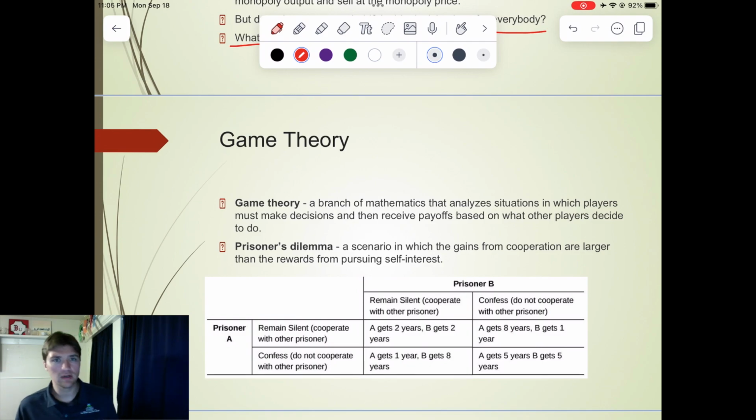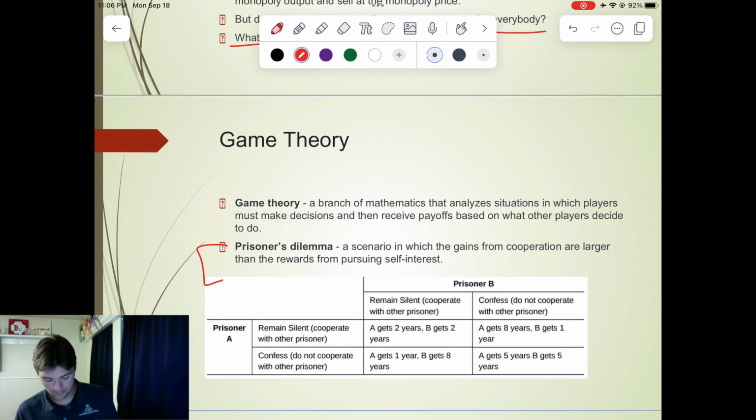And what we're going to do is look at one person's decisions and another person's decisions as well. So let's talk about the prisoner's dilemma, because this is a classic example of how my decision is going to affect your decision, and you're thinking about how my decision is going to affect you.